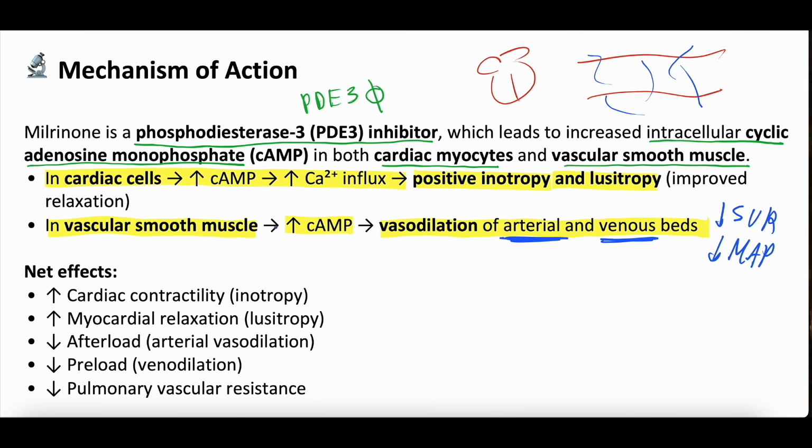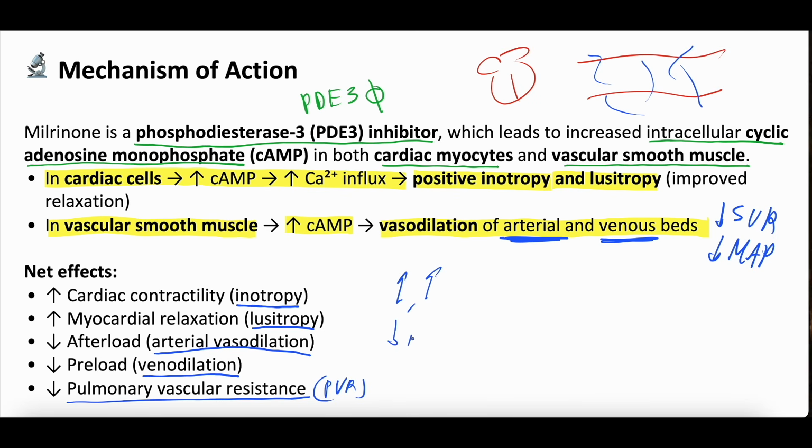So it affects the cardiac cells differently than the vascular smooth muscle cells. The net effects of this are increased cardiac contractility or inotropy, increased myocardial relaxation or lusitropy, decreased cardiac afterload from arterial vasodilation, decreased preload from venodilation, and decreased pulmonary vascular resistance, or PVR. As one could imagine, for someone in cardiogenic shock, this is a gold mine. This is all the stuff you want, you know? You want increased contractility. You want increased relaxation.